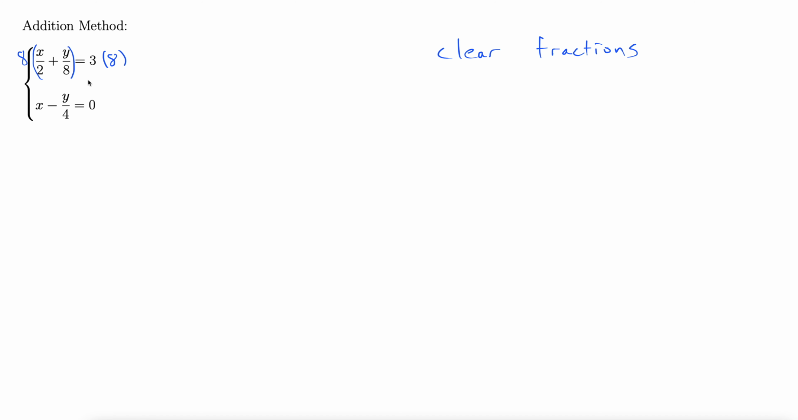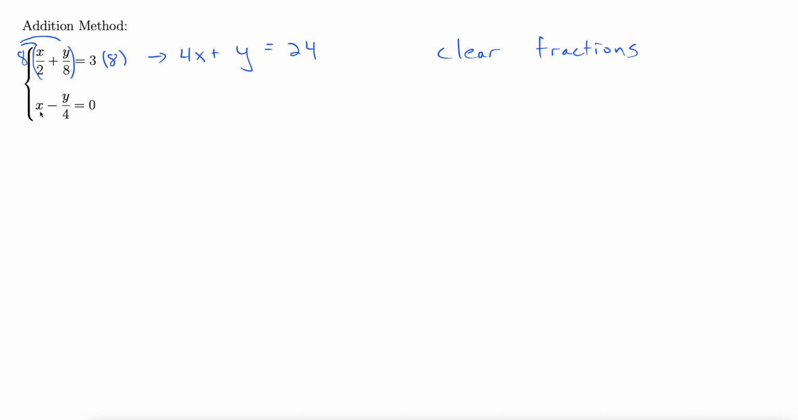Right? I'm not even comparing the top and the bottom yet here between these two equations. I'm just clearing out the fractions. So let's see what that gives. I'm going to multiply this 8 through. That gives us 4x plus, well, here the 8's would cancel out, leaving just y equals 3 times 8, which is 24. Okay.